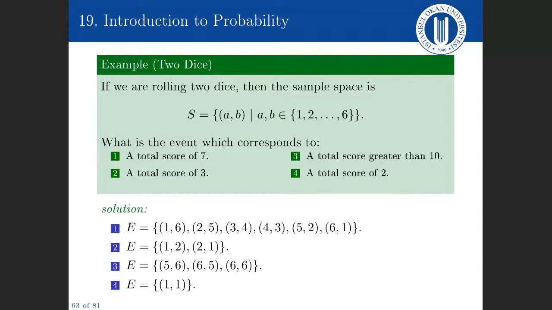The sample space will be the set containing all of the pairs A and B, where each one of A and B is a number between 1 and 6. Question: what is the event which corresponds to a total score of 7? How can we get a total score of 7? I could have a 1 and a 6, a 2 and a 5, a 3 and a 4, a 4 and a 3, a 5 and a 2, and a 6 and a 1.